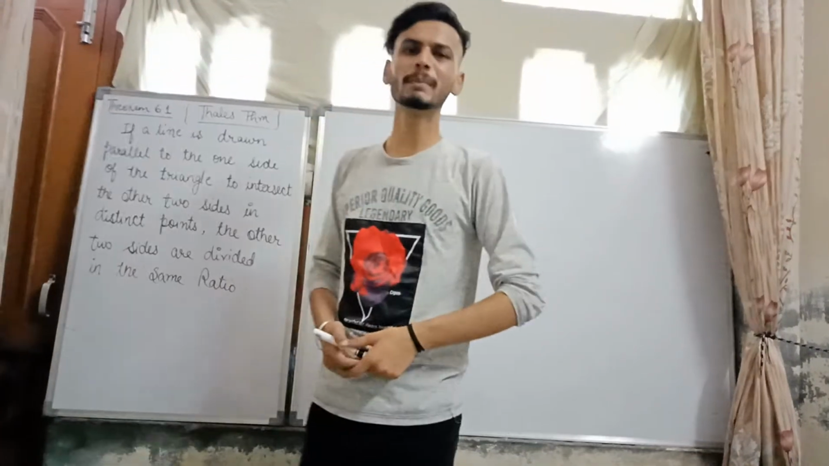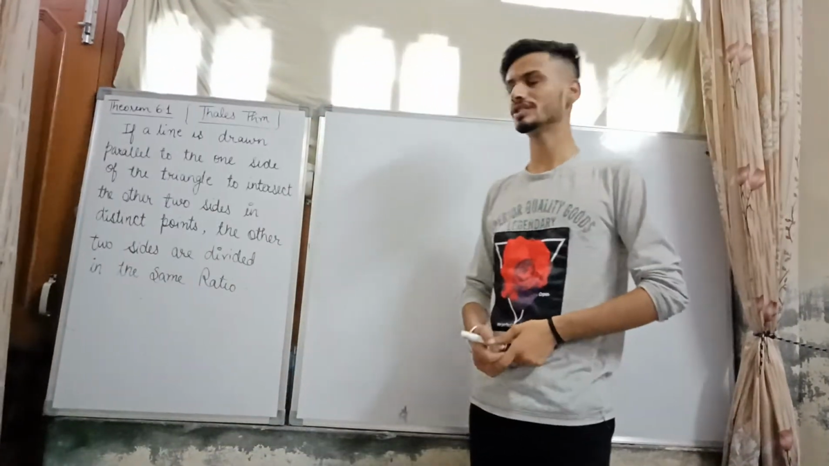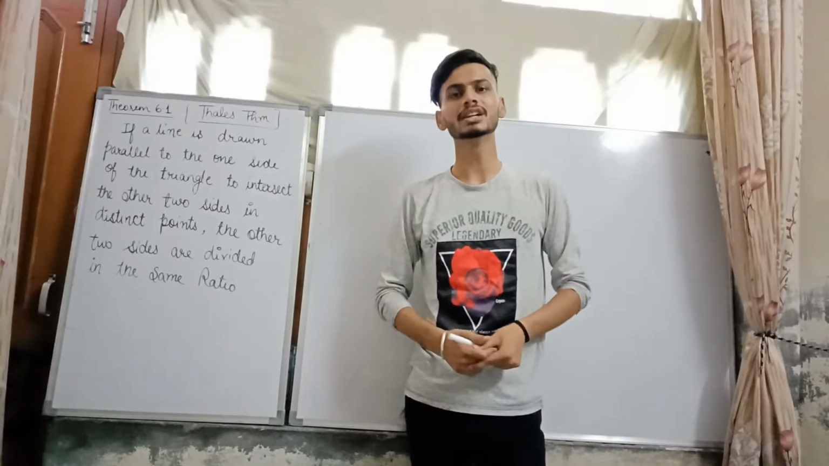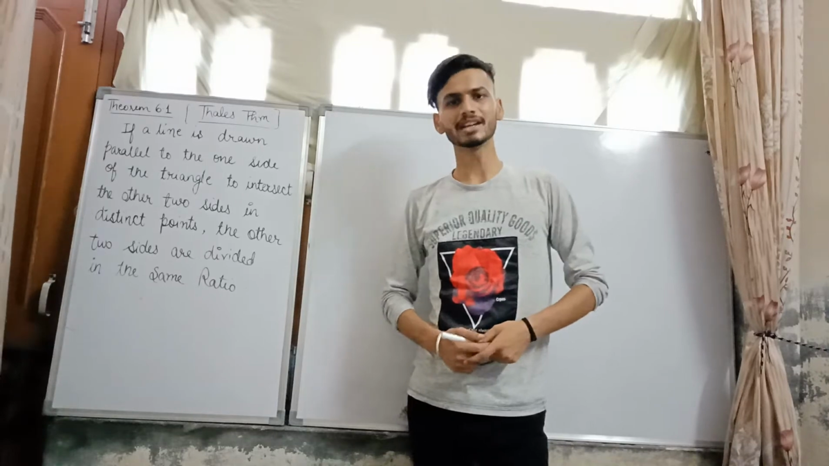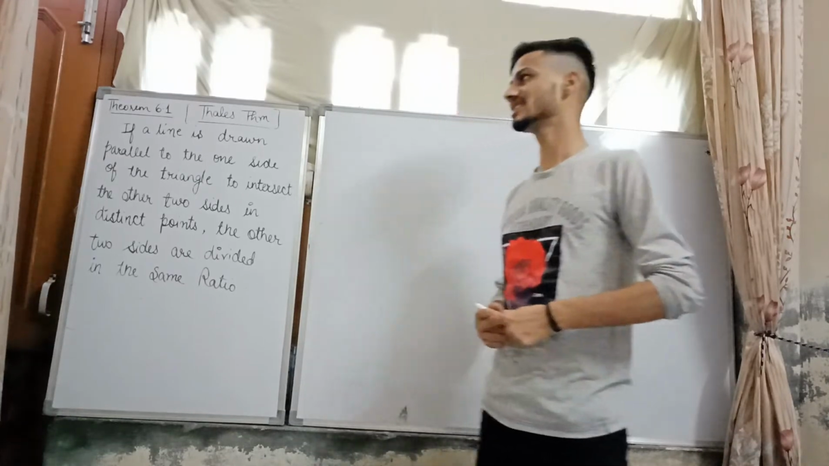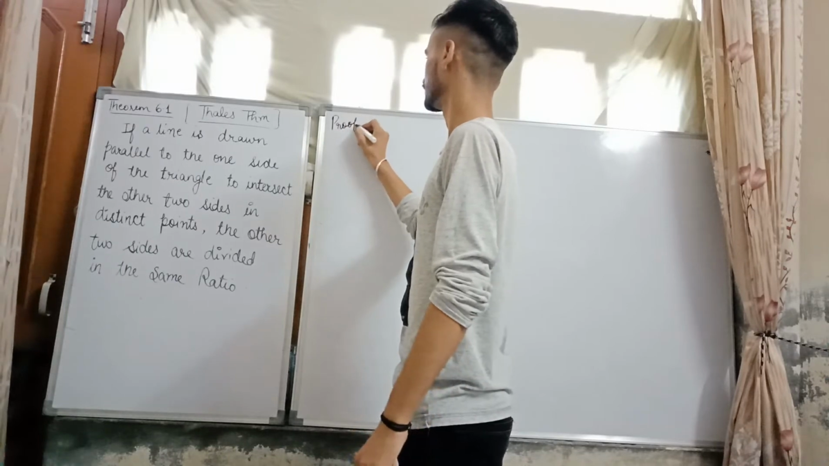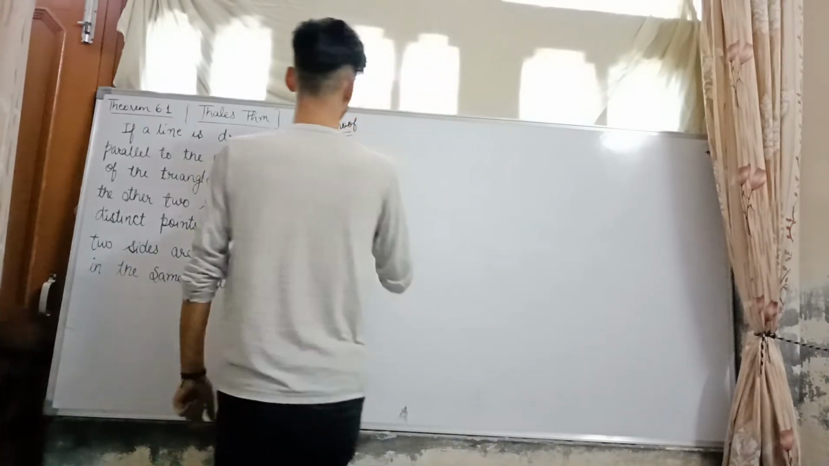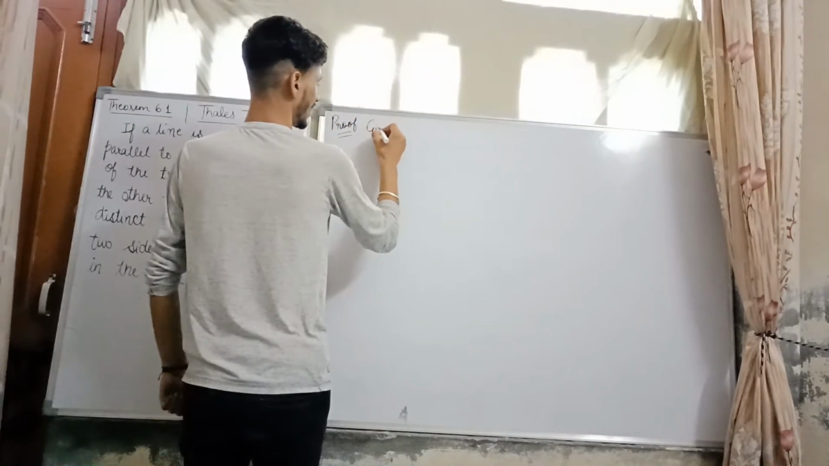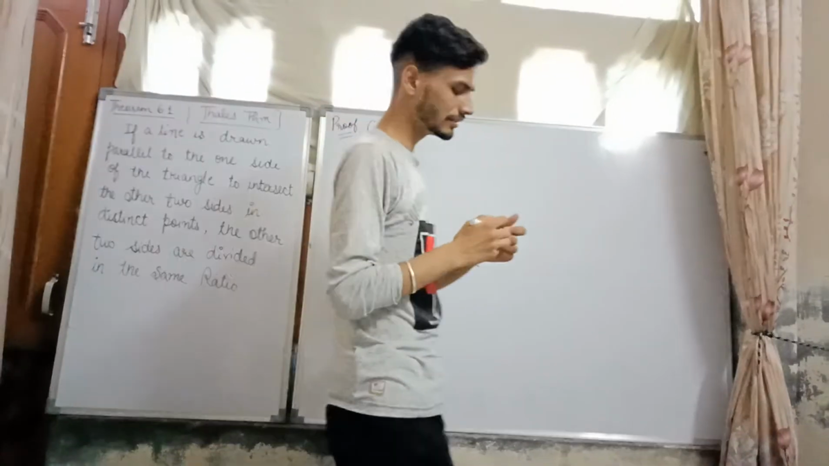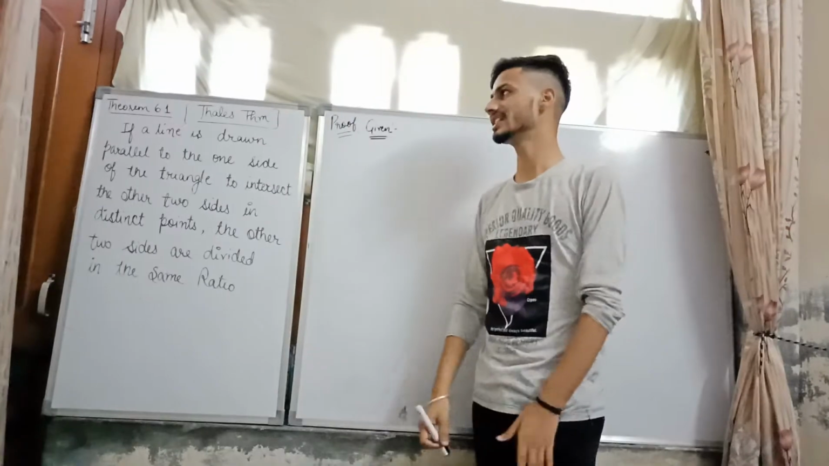Today we will do the proof of theorem number 6.1, which is called Thales theorem. The other name of Thales theorem is BPT, which stands for basic proportionality theorem. So let us start its proof. Before starting this theorem, let us talk about this statement again.